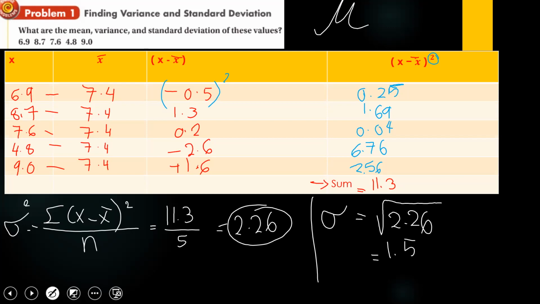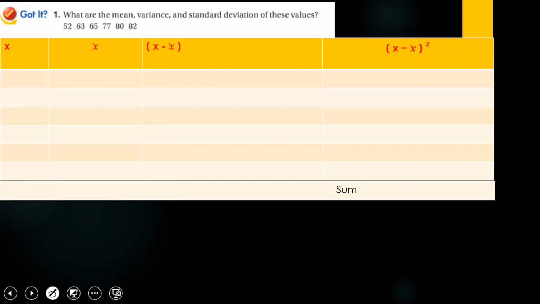Yes. Let's have another example now. So teacher, in each question like that, we should do this table, right? Yes. For each question you have to make this table, but I draw it to order or to arrange your work. Here we have 52, 63, 65, 77, 80, and 82. So I have to write here these numbers like 52, 63, 65, 77, 80, and 82.